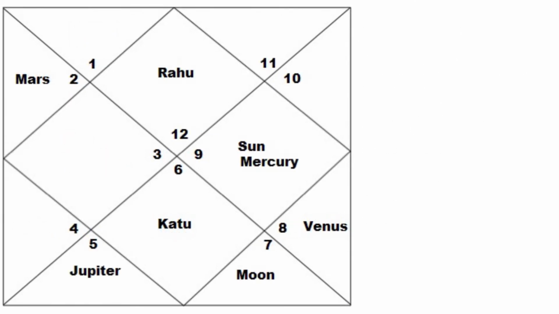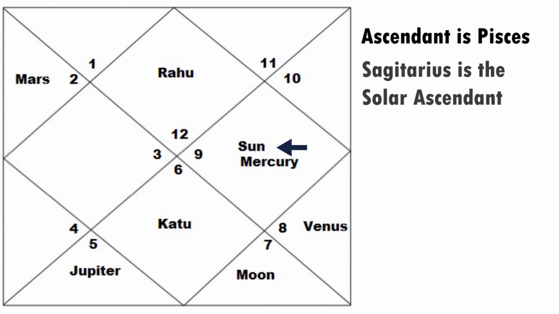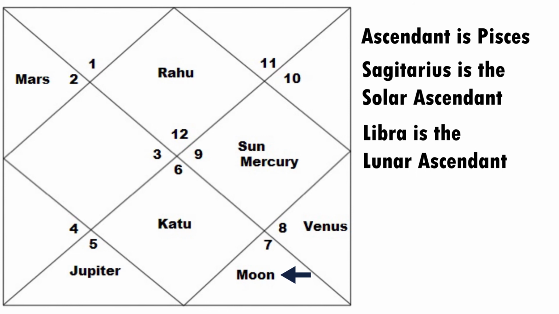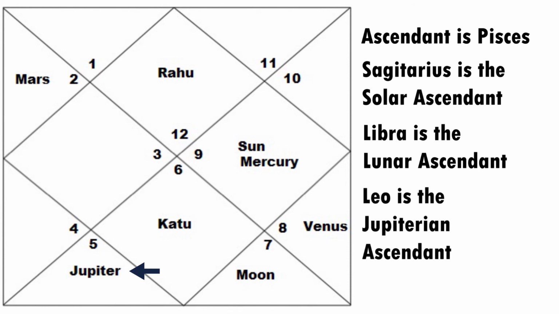So here's another example. Over here we can say the ascendant in this chart is Pisces, because Pisces is the 12th sign of the zodiac. The sun is in Sagittarius, so the solar ascendant here is Sagittarius. The moon is in Libra, and therefore the lunar ascendant is Libra. That's the number 7. Jupiter is in Leo, and so Leo becomes the Jupiterian ascendant.